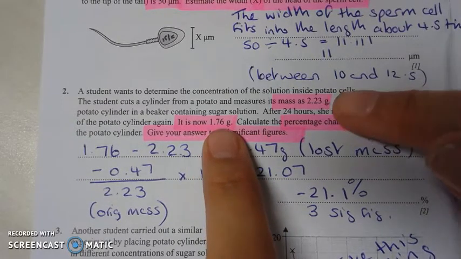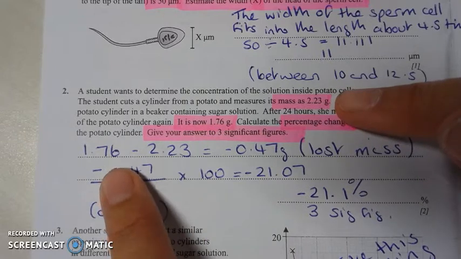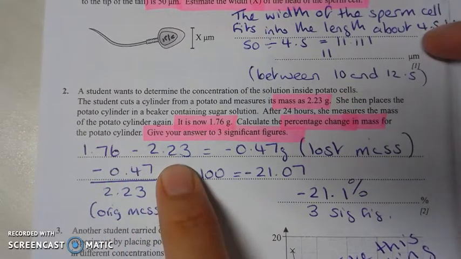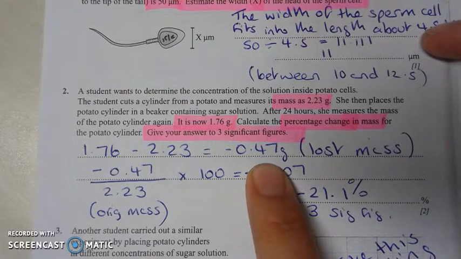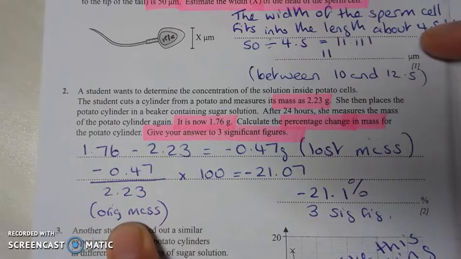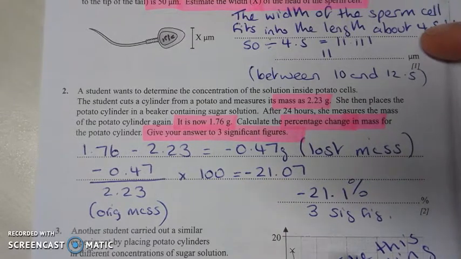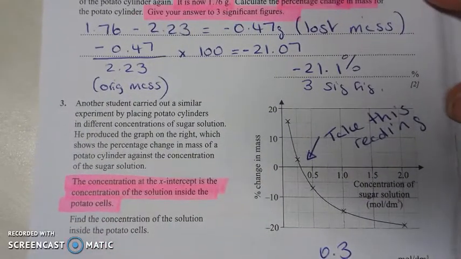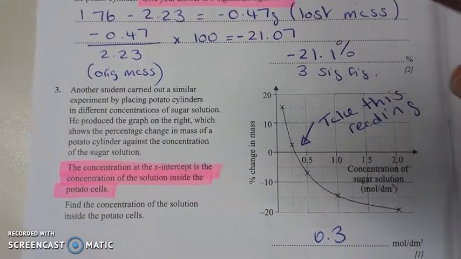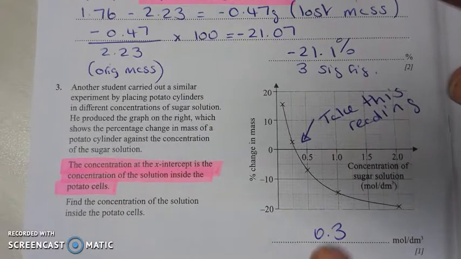Okay, so we need to work out the difference first of all. 1.76 take away 2.23 equals minus 0.47. If I divide that by the original mass and multiply it by 100, I get minus 21.07. But because it's 3 significant figures, it's 21.1. And that's the answer. Again, this is a long question, and it's actually quite straightforward to do, because you can see, they haven't given you any lines to do any calculations on.